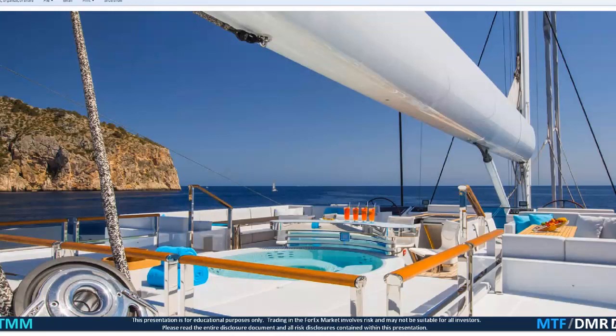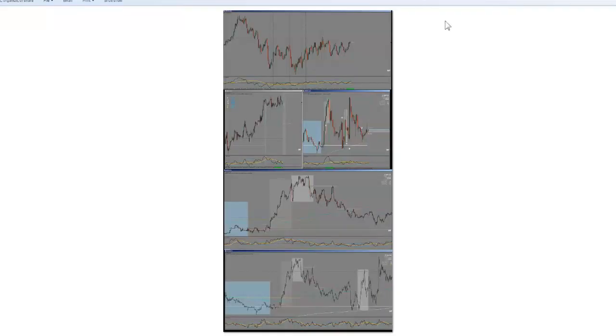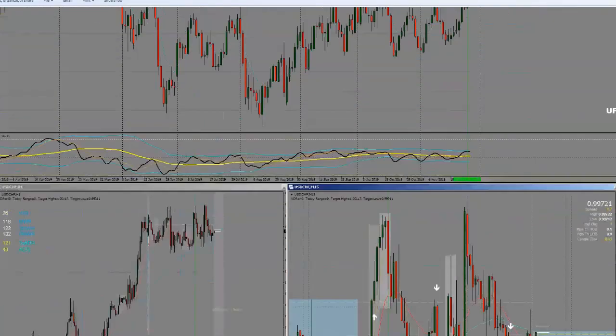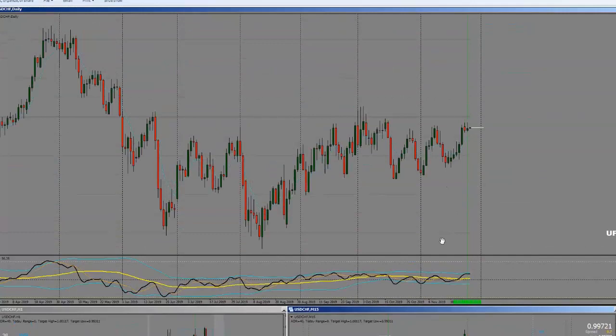Let's get back to our yacht here. Let's see if we have anything on the M1 we want to cover from last night. Yeah, USD CHF had a glorious M1 trade. It's a pair I used to monitor a lot more than I do now, but still it does do this type of thing once in a while.